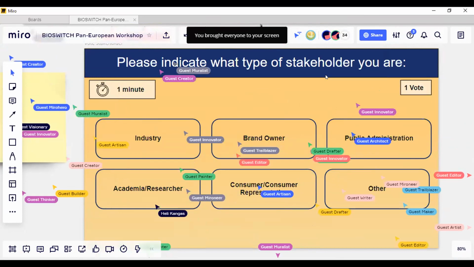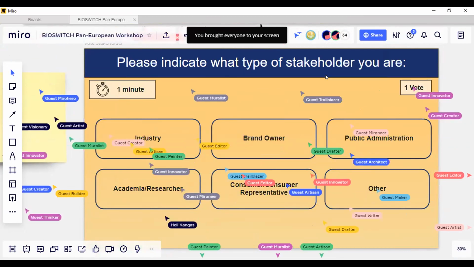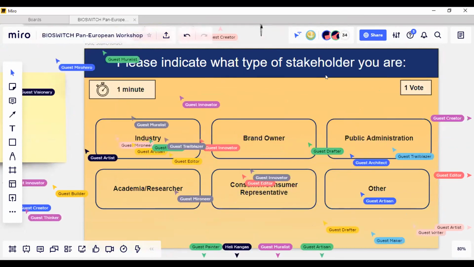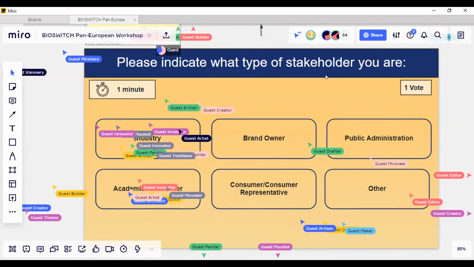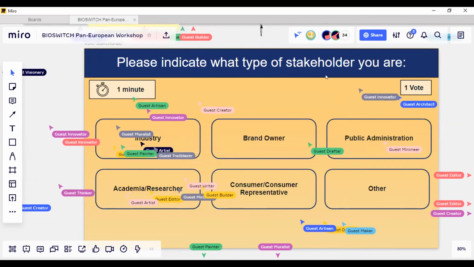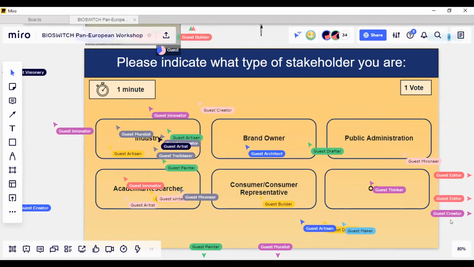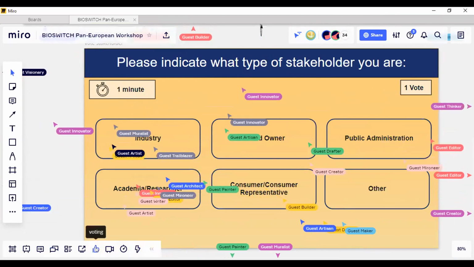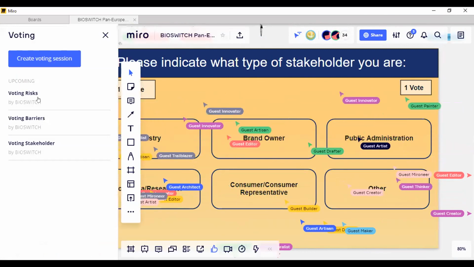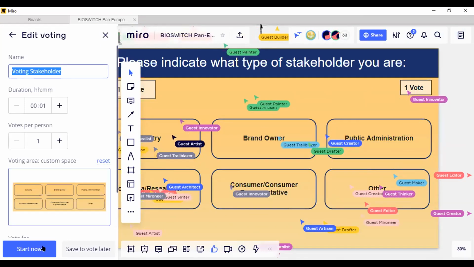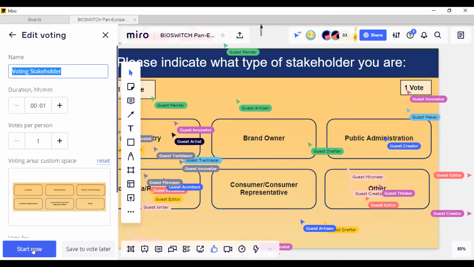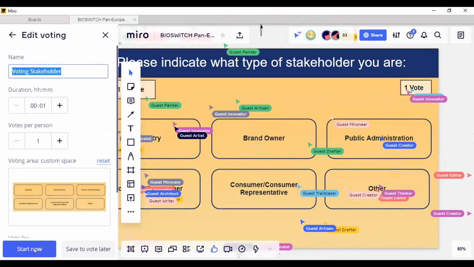So the first poll is, as we were looking to develop a multi-actor set of solutions, we would like to get an idea on the range of stakeholders we have here today. So this poll is through a voting system. I will start the voting now, and you have one option to please select what type of stakeholder best represents your organization. So I am starting the voting now.